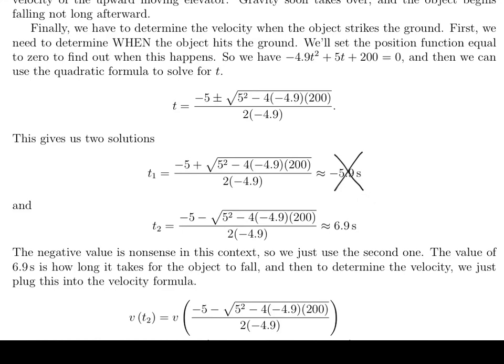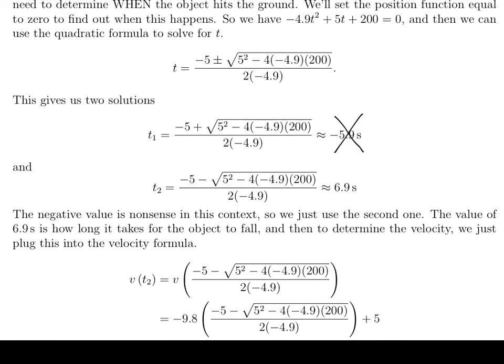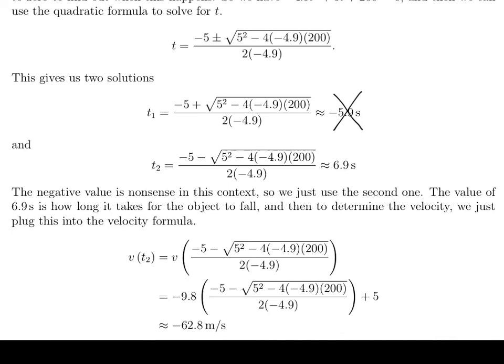Okay, so we're taking this second time, t2, and plugging it into the velocity function, and we get this expression, negative 9.8 times the value of t2, and then we're going to add 5 to that. So go back and look at what the velocity function is. It just says negative 9.8t plus 5. And then if you use a calculator to work all this out, you'll get about negative 62.8 meters per second.